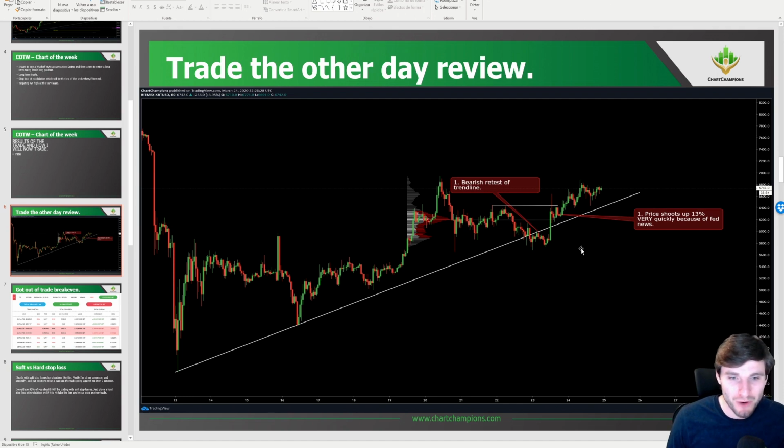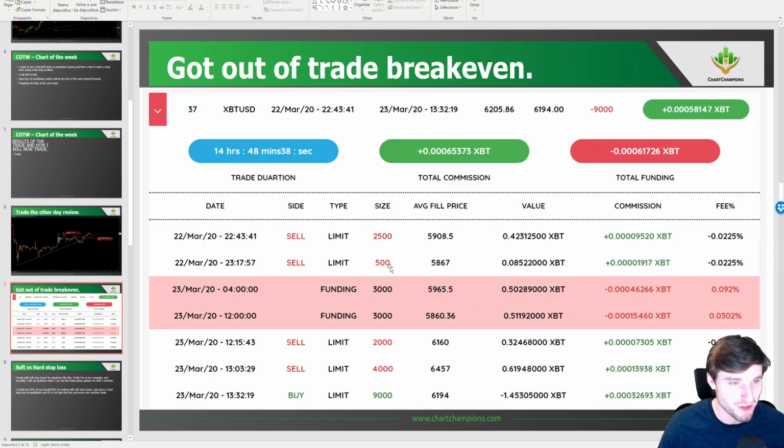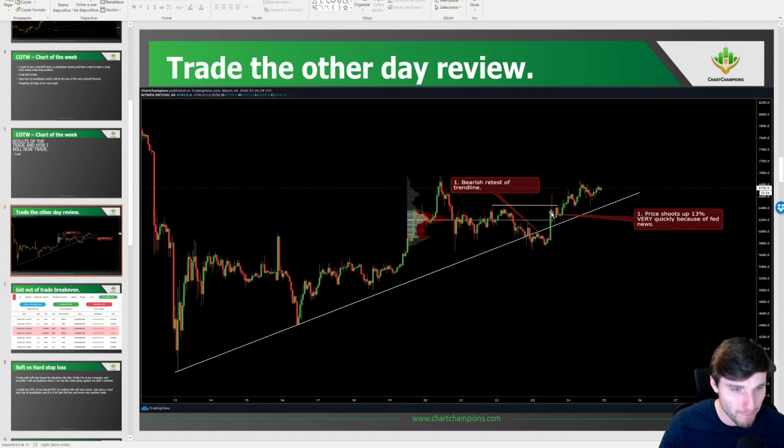As you all know, I do use soft stop losses. This is a picture from the challenge account, and these were my trades that day. I started off with a sell at 5,900, added a little bit at 5,800, had some funding payments here, then I added again at 6,100, as it started breaking up here.